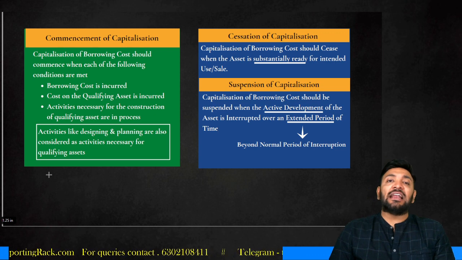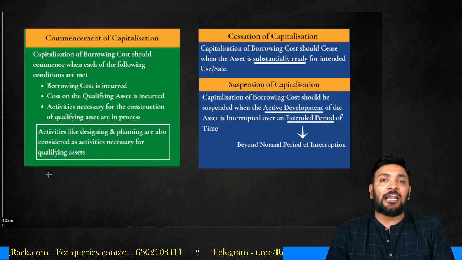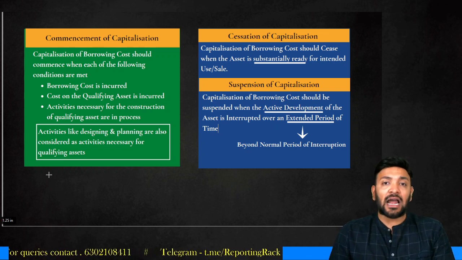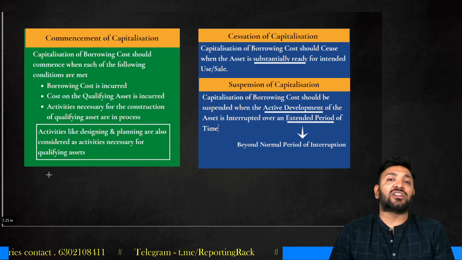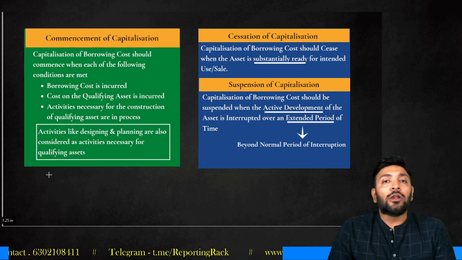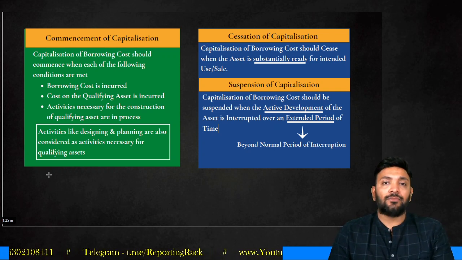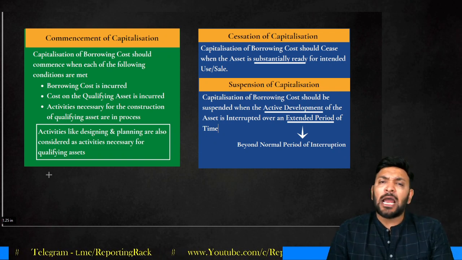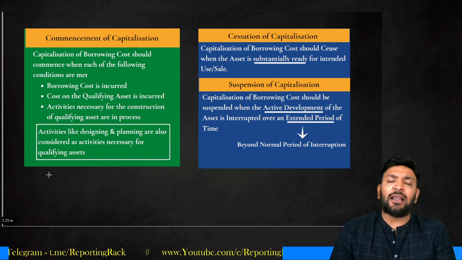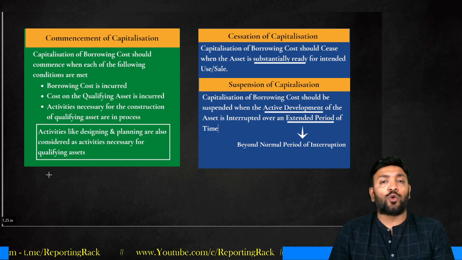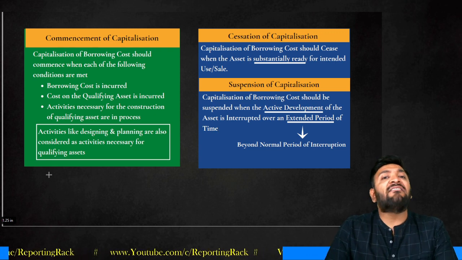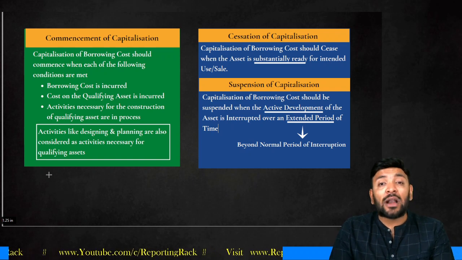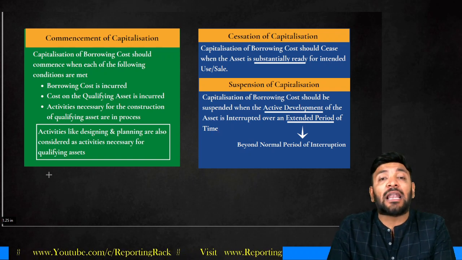Sir, I work only 5 days a week. The enterprise is only functioning for 5 days a week. So on Saturdays and Sundays, I don't do any active development on the construction of the qualifying asset. In the year, there are 52 weeks, 104 weekend days, Saturdays and Sundays. Apart from that, Gandhi Jayanti, Independence Day, 120 days out of a total 365 days, I haven't done any active development. So for these 120 days, I will not capitalize borrowing cost.